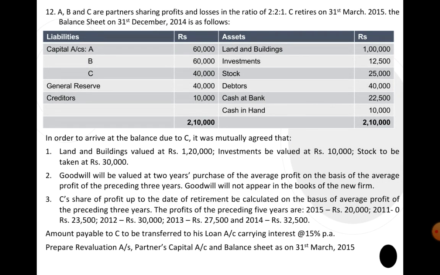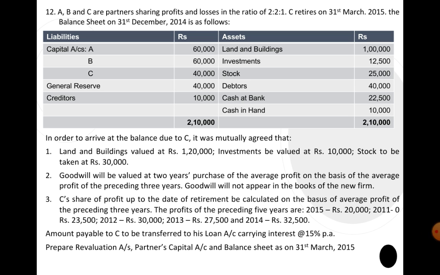A, B, and C are partners sharing profits and losses in the ratio of 2:2:1. C will retire on 31st of March 2015. The balance sheet as on 31st of March 2014 is as follows. So you have your balance sheet there. Liabilities and assets. On the liabilities side, you have capital accounts A, B, and C, 60,000, 60,000, 40,000 respectively.